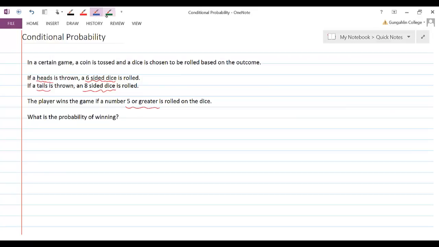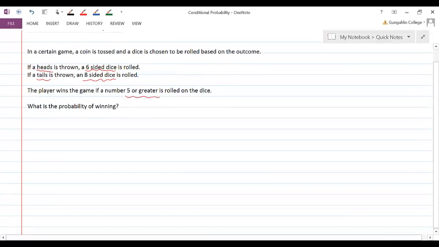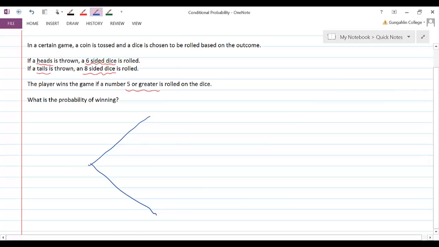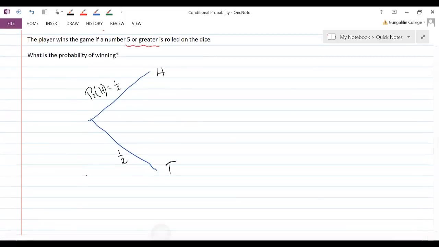Now, with any game, it's always a good idea to draw a probability tree, so I'm going to do that. We have two stages to this, so I'm going to draw two branches to my probability. First of all, I'm going to throw the coin, and we've been told that we're thinking about whether it's heads or tails. Now, we're assuming it's a fair coin, so each of these has a probability of 1/2. Now, I should make my notation clear here. This half is the probability of throwing a heads. And this is the probability of throwing a tails.